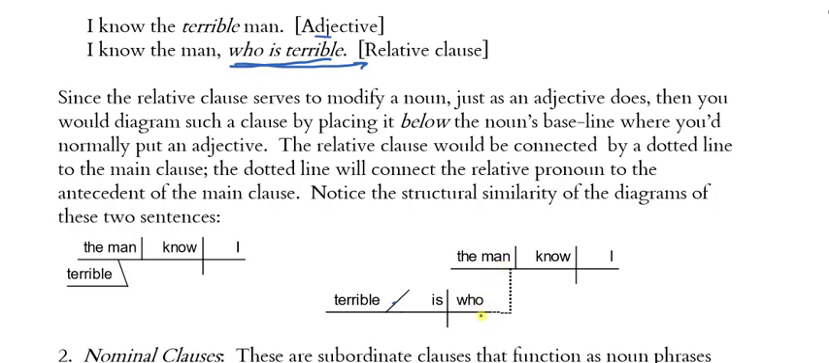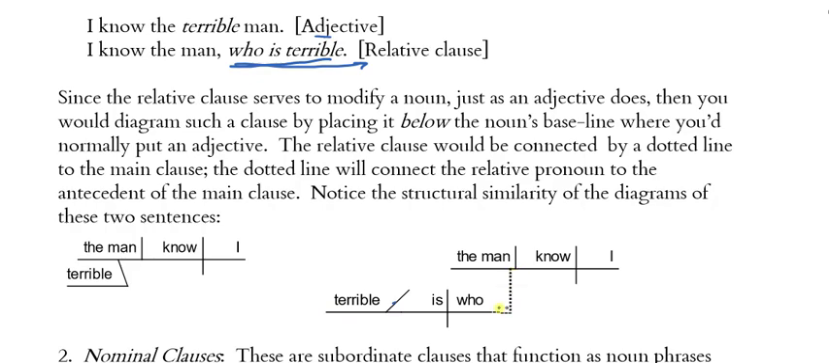Okay? Remember, relative pronouns are pronouns, and therefore they replace the noun. They have a referent that is identical to the noun's referent. If the man that I know is, let's say, Ivan, okay, then I could replace Ivan in both of these expressions, and I would still be saying the same thing. I know Ivan. Ivan is terrible. Okay? Same person, because pronouns replace nouns. So wherever my relative pronoun is in my dependent clause's structure, I'm going to put a dotted line.